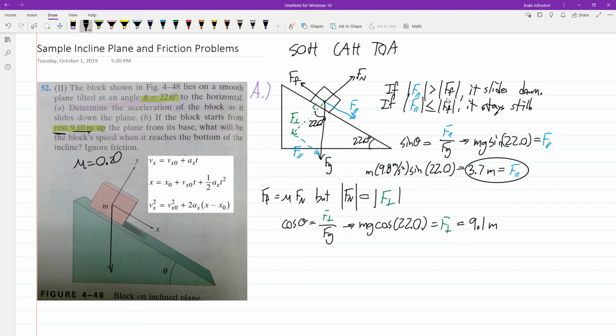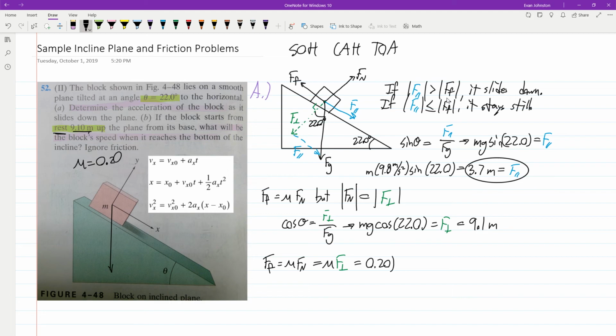Now, what are we going to do with it? Well, this perpendicular part, we said, is equal to the normal force. So we can plug in this 9.1 right here. And so that's exactly what we'll do. So then that means our friction force, well, that's really equal to mu times force perpendicular.